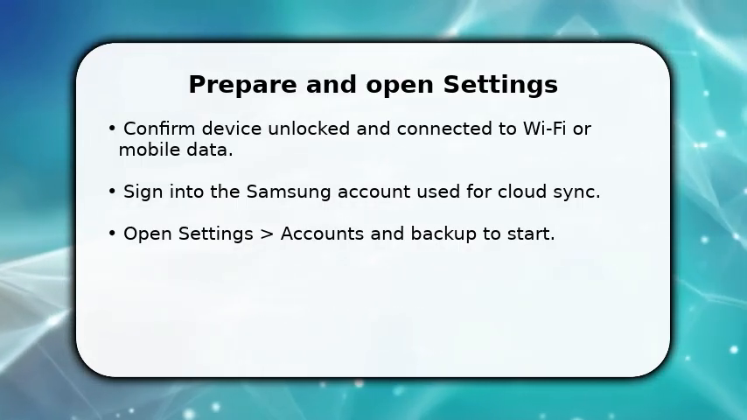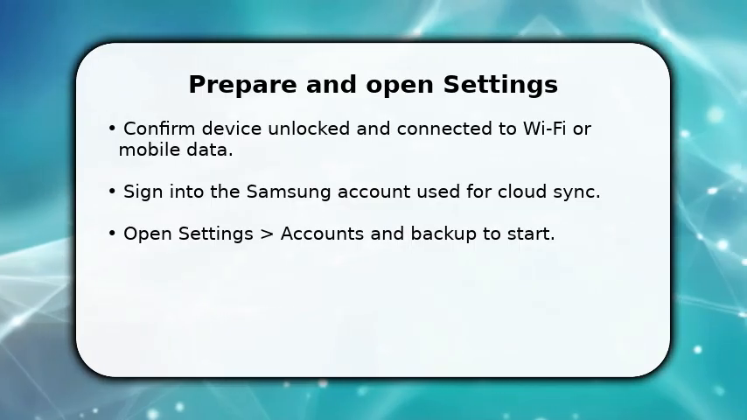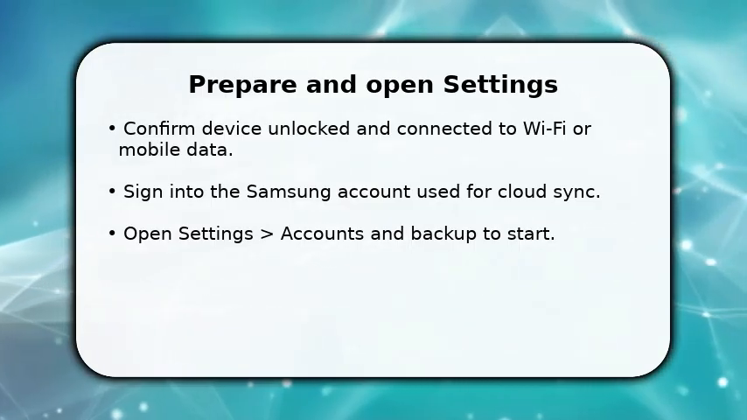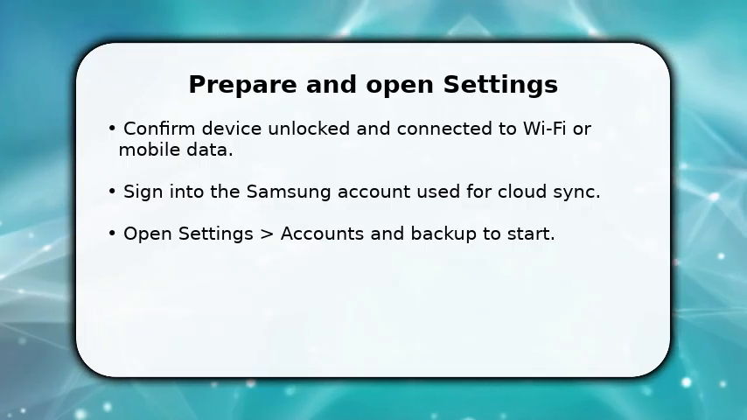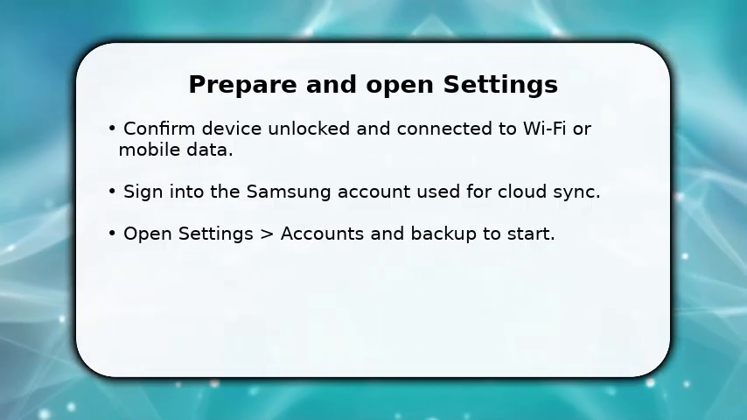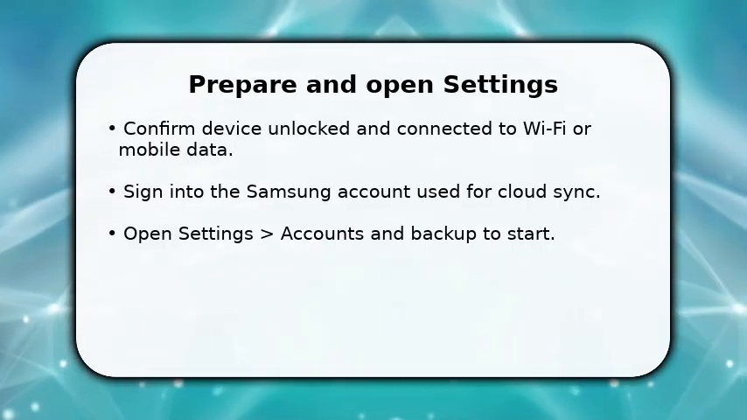Now go directly to Settings, then choose Accounts and Backup to reach Samsung Cloud Controls. This is the first actionable step to access sync toggles and storage options you'll turn off next.